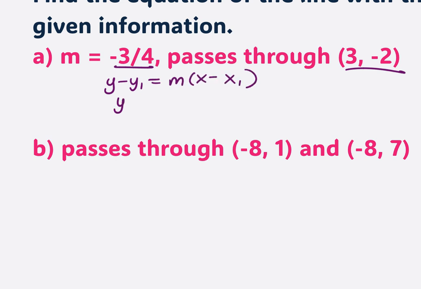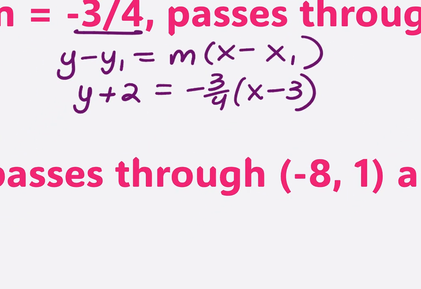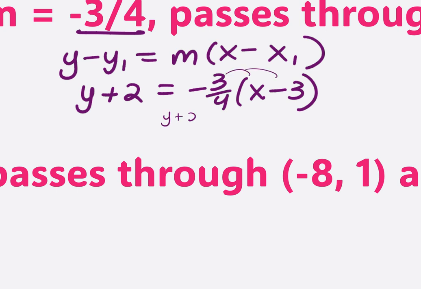And I get y minus a negative 2 becomes plus 2 equals negative 3/4 times x minus 3. I'm going to distribute the negative 3/4. Y plus 2 equals negative 3/4 x plus 9/4. And then I'm going to subtract the 2. I get negative 3/4 x. Give it a like denominator, so I need it to be over 4. 2 becomes 8/4. And this becomes plus 1/4.